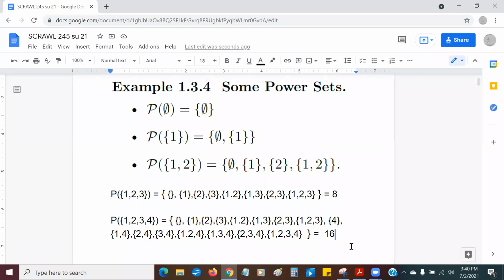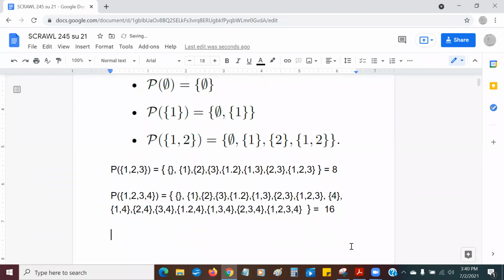So basically, the cardinality of the power set. I don't know how to write cardinality. Well, I guess I'll just use this. The cardinality of the power set of 1, 2, 3, up to n is going to be equal to 2 to the nth power.